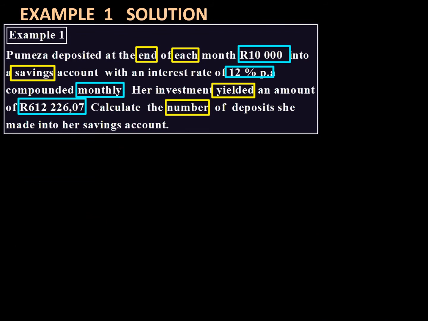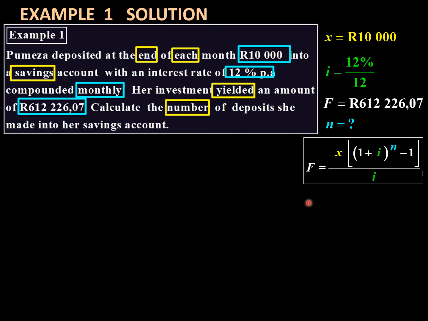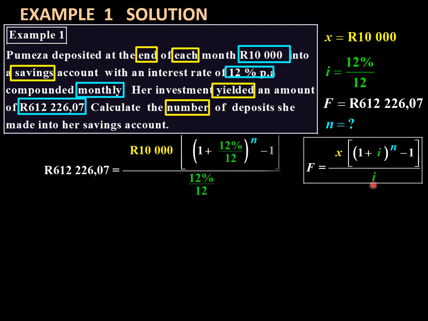Now let's look at the actual solution. There we have the question again. And we have seen that this is a future value. So there we have the future value formula. Let's identify all the given amounts. That's correct. And we want to find the number of payments. Now, as I said before, always substitute first. Do not change the subject of the formula first. So we substitute correctly, and just make sure you substitute correctly.